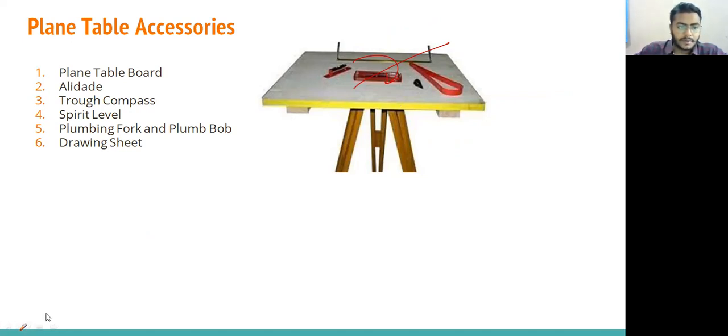This plane table board we can see in different sizes, like 750 mm by 600 mm, or 800 mm by 650 mm, like that. So there are different sizes of plane table board.